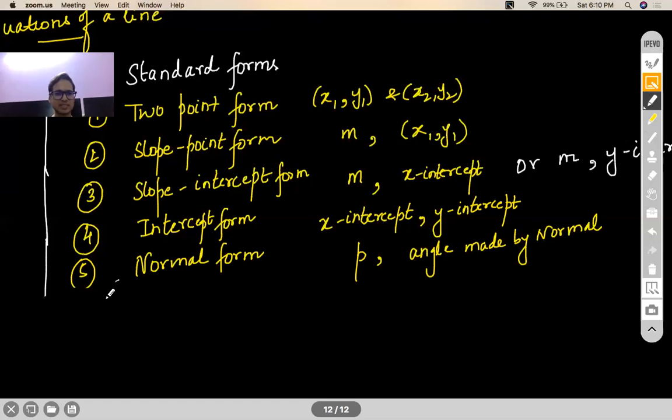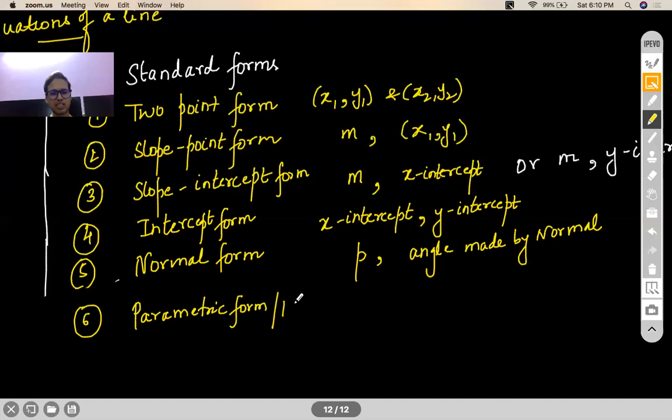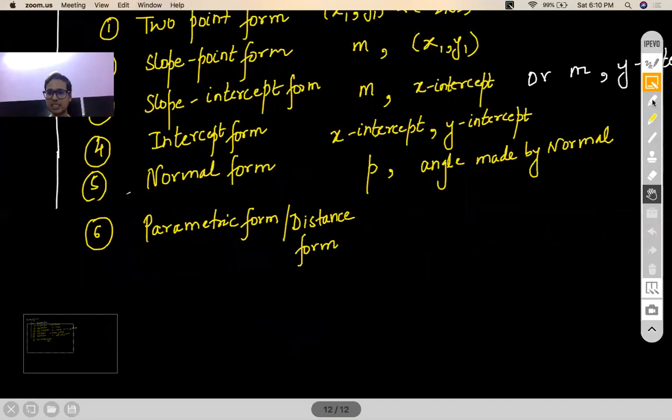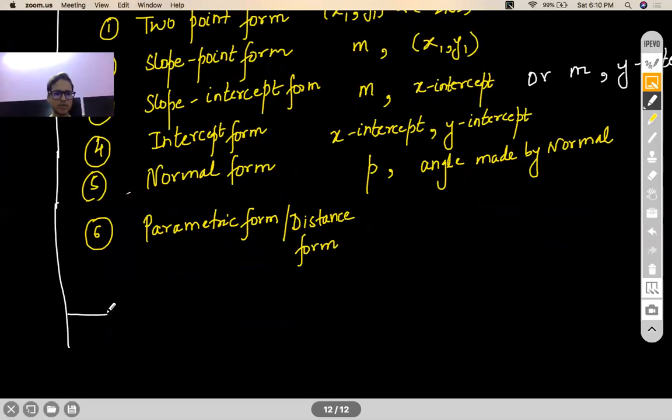And the sixth form, which is not covered in school, is called the parametric form. Remember, I was talking about parametric form today. So this is the form which we'll be talking about. It is also called the distance form. Not the distance formula. No, it's a distance form. Here you will be given, we'll talk about it in detail a little later on. So now these are the 6 forms which we are going to cover, and one more form which is the general form.